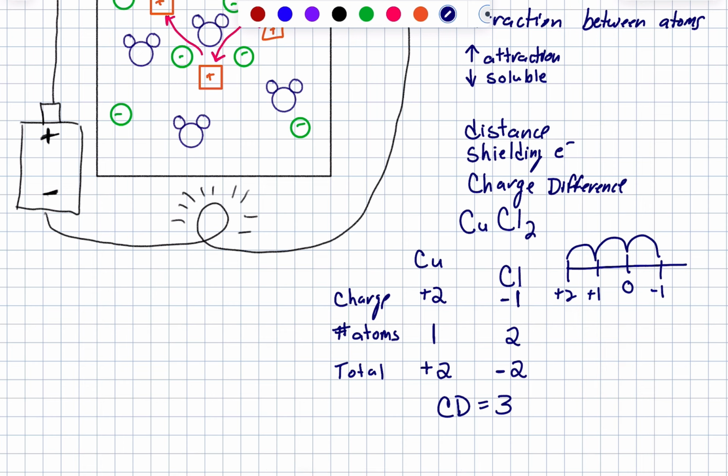Compare this to something like aluminum sulfate. Aluminum has a +3 charge. Sulfate has a -2 charge. And so my charge difference is a 5. And so if I told you that one of these is soluble in water and the other is not, or if I asked you to rank them in order of solubility, aluminum sulfate would be less soluble, would be less likely to break into its ions because it has a higher attraction due to its high charge difference.